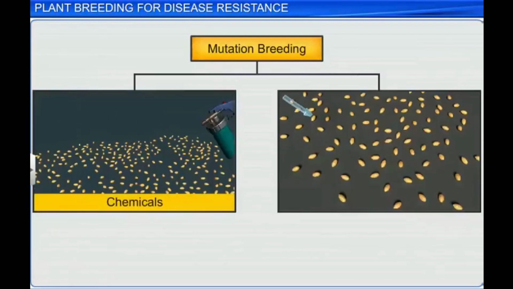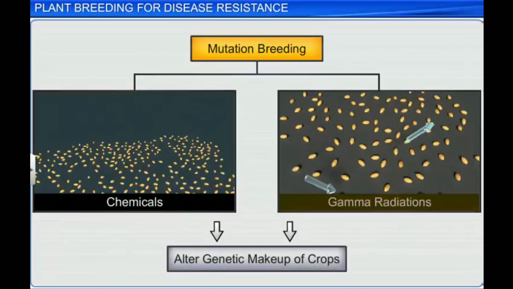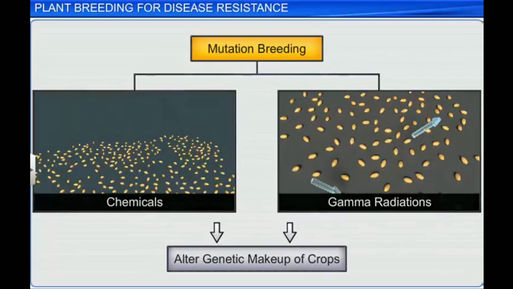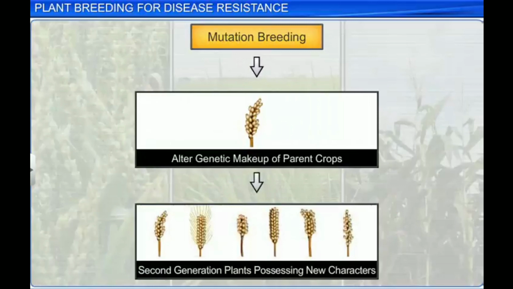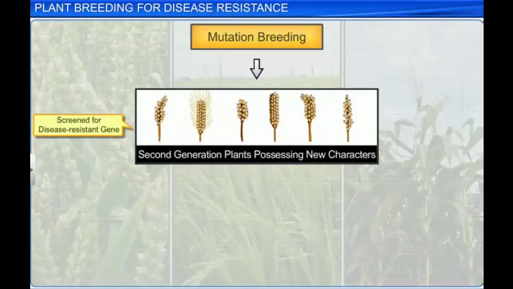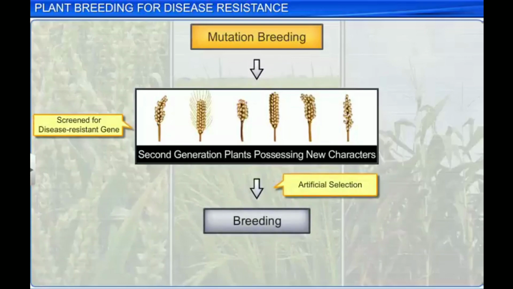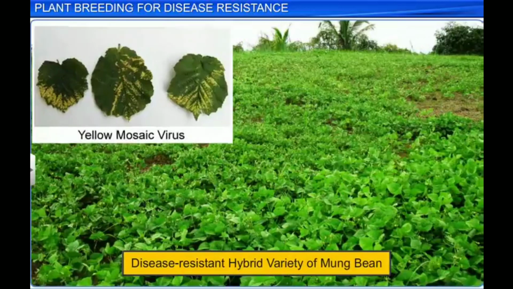Mutation breeding involves the use of chemicals or gamma radiations to induce alterations in the genetic makeup of crops. The second generation of mutation induced crops possess new characters that are absent in parents. These plants are screened for disease resistant genes and then artificially picked for breeding. An example of mutation breeding is seen in mung bean variety that is resistant to the yellow mosaic virus and powdery mildew.